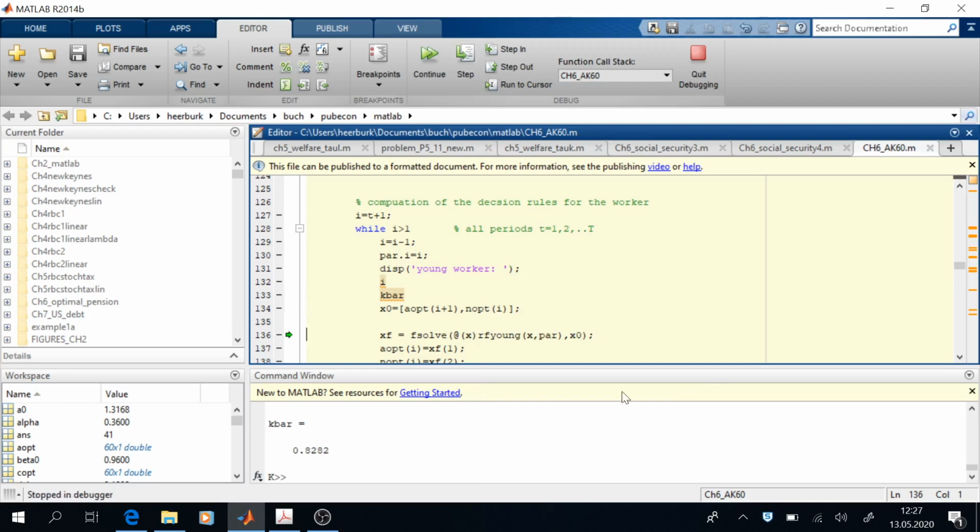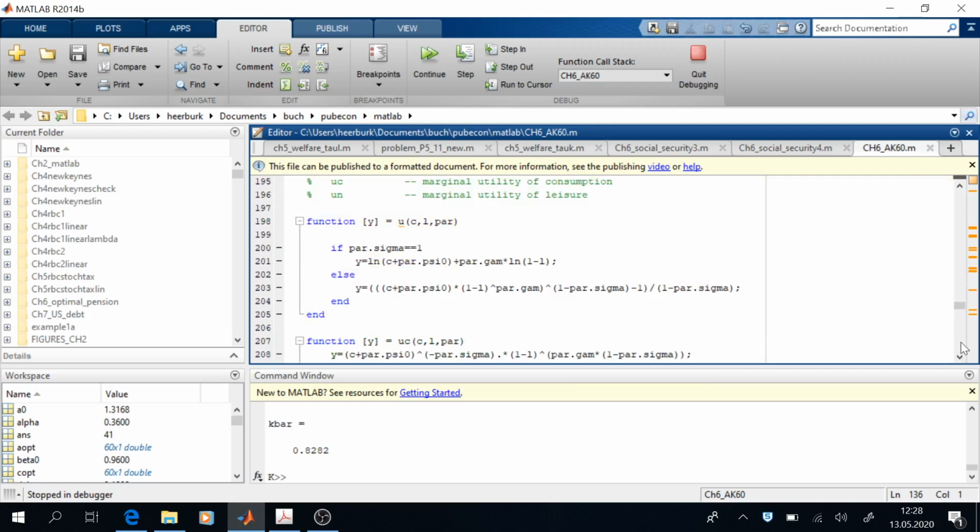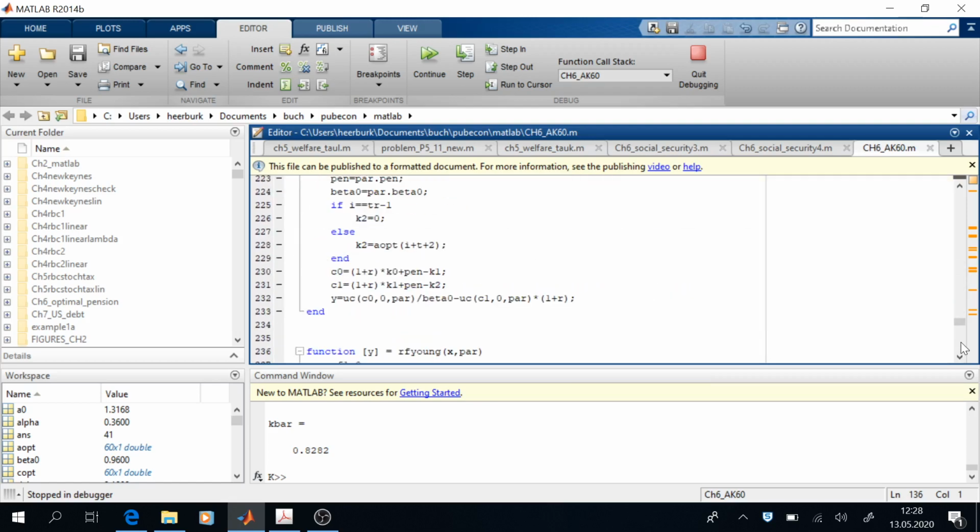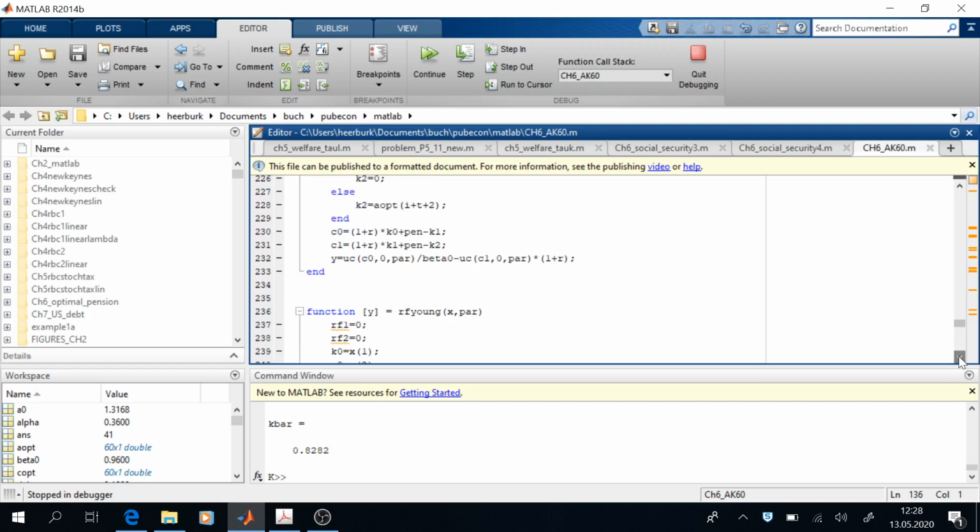And we now solve a nonlinear equation in the function RF young, residual function when young. We provide x0, 1.3168, and 0.3 as our initial guess for the asset level at age 40 and the labor supply at age 40. And now let's get into the residual function for the young household, RF young. You can just place the cursor in line 237 and let's run to the cursor.